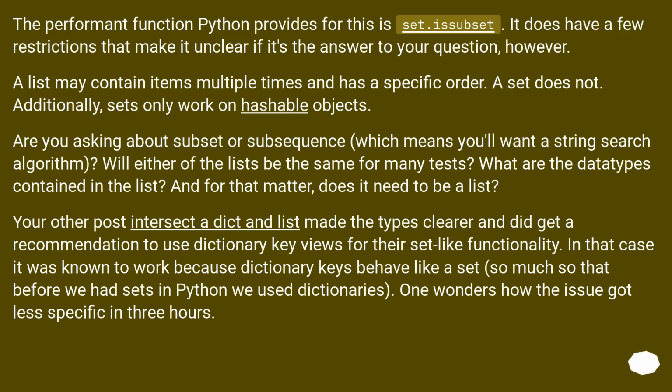Are you asking about subset or subsequence, which means you'll want a string search algorithm? Will either of the lists be the same for many tests? What are the data types contained in the list? And for that matter, does it need to be a list? Your other post, intersected dict and list, made the types clearer and did get a recommendation to use dictionary key views for their set-like functionality. In that case it was known to work because dictionary keys behave like a set, so much so that before we had sets in Python we used dictionaries. One wonders how the issue got less specific in 3 hours.